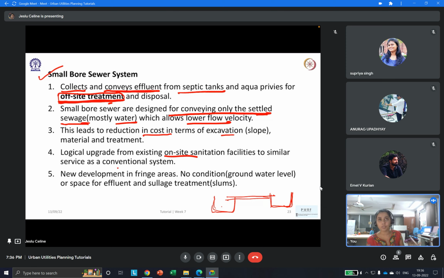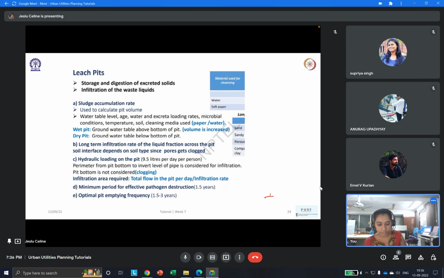For new areas when you're developing, we can start off with this and then later develop onto the normal conventional system. And as Supriya spoke about leach pits, let's look into why leach pit is not the right answer. Leach pit basically means it's a pit, and whatever settles, the remaining water is allowed to leach out. The waste liquid is infiltrated into the ground or soil, that's how it goes out. So it is a standalone system. It doesn't need to convey this water to any other place.